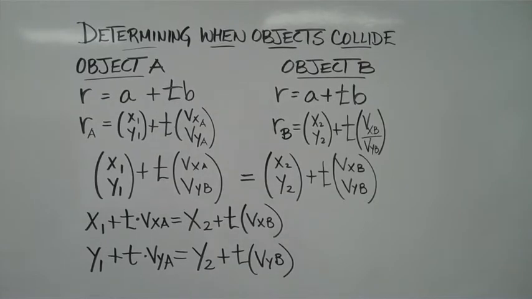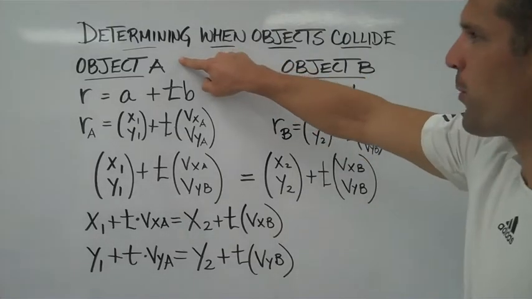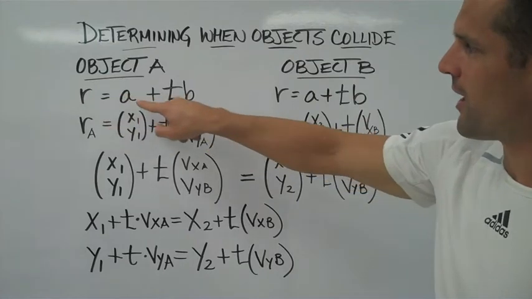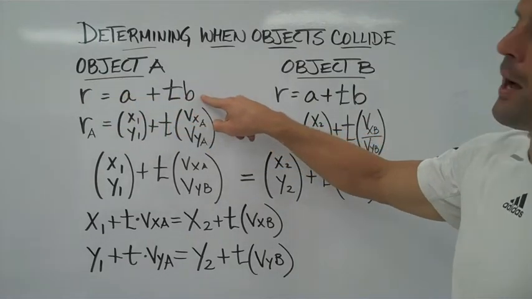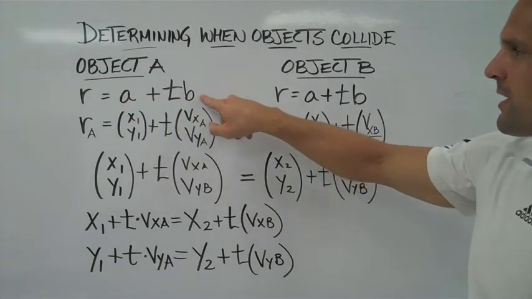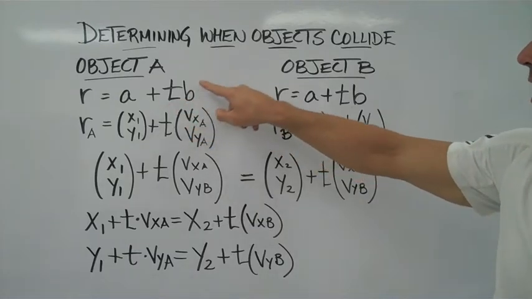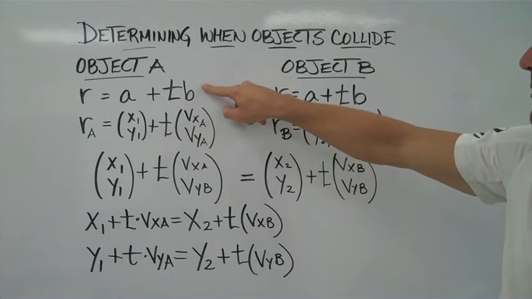Often you're asked in this IB program, when do objects collide? If you're given object A somewhere, then the vector R to it can be described as vector A plus lambda B. But because we're talking about objects in the real world, instead of lambda, we're going to use t for time. And our B vector will really be velocity.